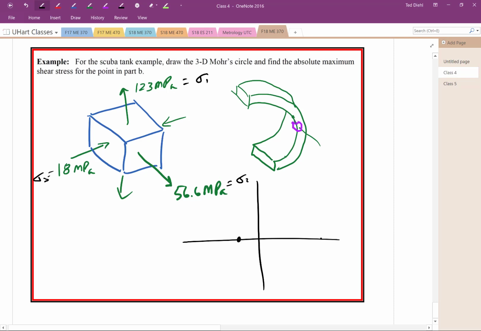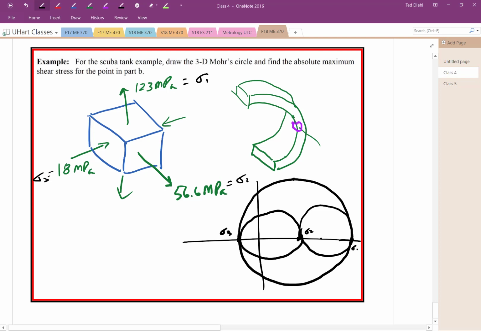So that's going to be right here. There's sigma 3, it's negative. Here somewhere and here. Of course, I haven't drawn it proportionally. I'd expect you to do better than me. Sigma 1. So we have this condition, and this condition. Here's the abs max. So the abs max is 123 minus 18 divided by 2, or 70.5 megapascals.